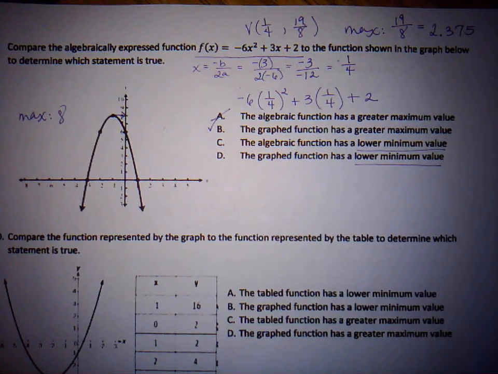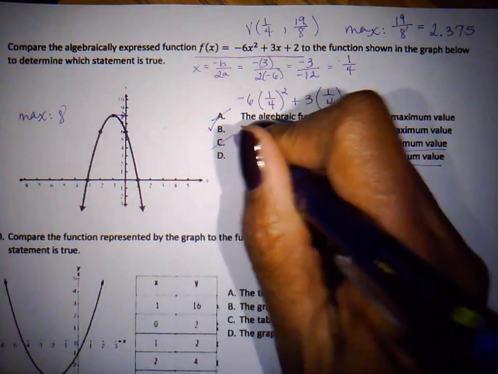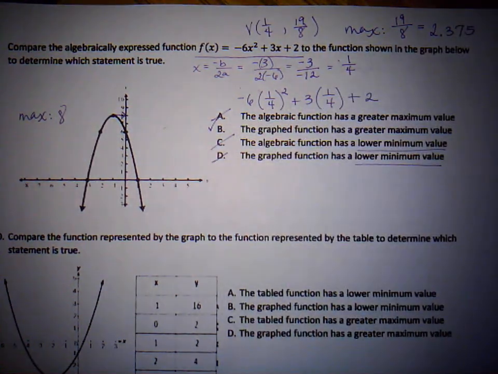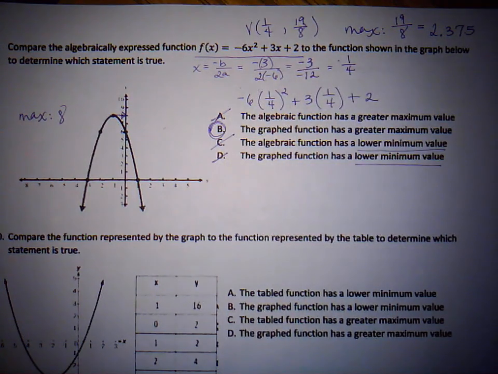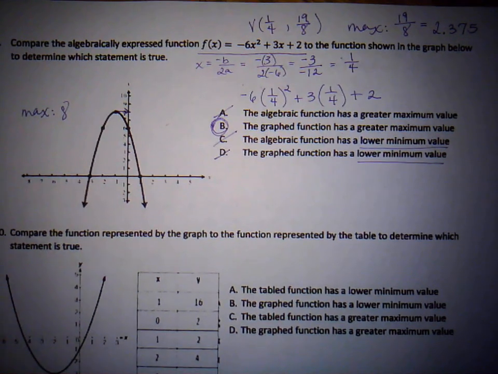Look at what they're saying in C and D. They're talking about minimum values, and these don't have minimum values, do they? So, goodbye. Delete. They're out. So my answer would have to be answer choice what, Khalil? Answer choice B. Does that make sense? Thank you for paying attention. All right, let's proceed.